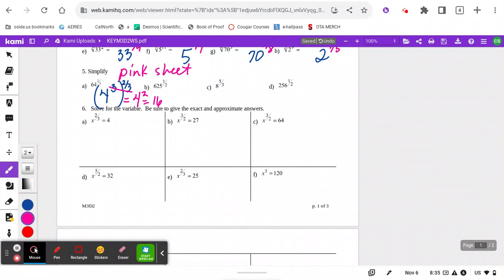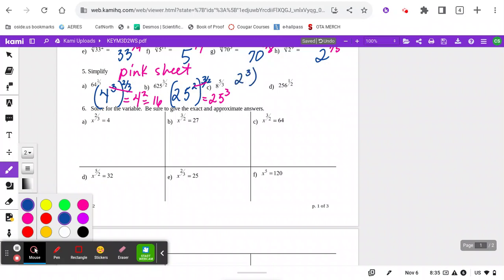All right, 625, how could I rewrite that? Did you know 625 is 25 squared to the 3/2, and that nicely makes it set up for us to cross out those denominators, making it 25 to the 3rd power. Next one is 8 to the 5/3. Did you know 8 could be rewritten as 2 to the 3rd power? And then we see that nicely those denominators can cross out as well, leaving me 2 to the 5th. You can rewrite that as 32.